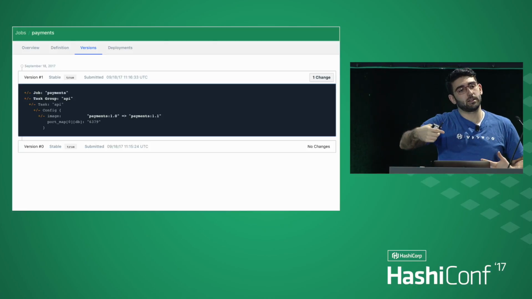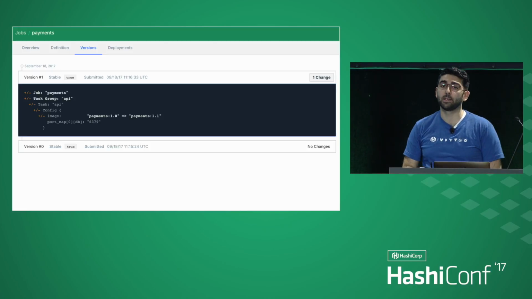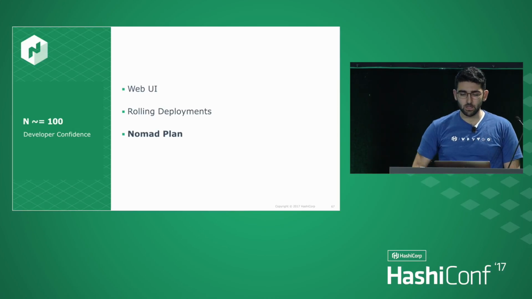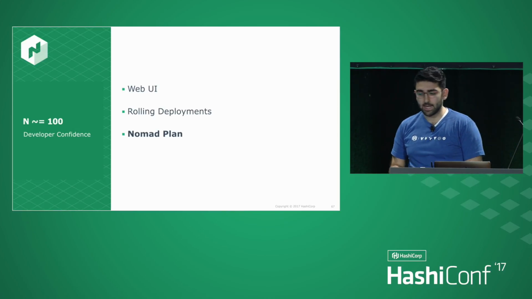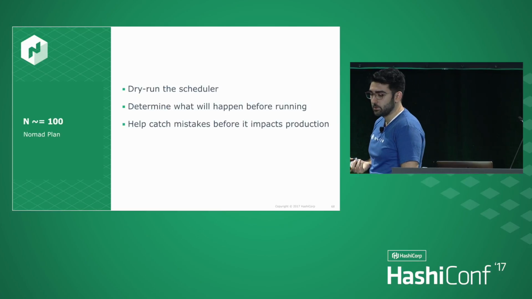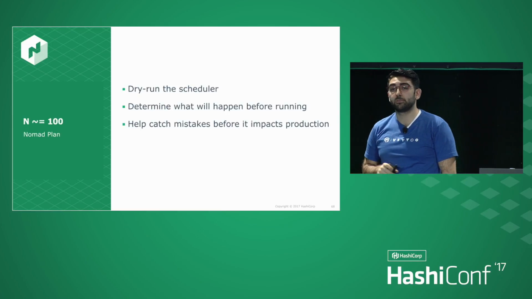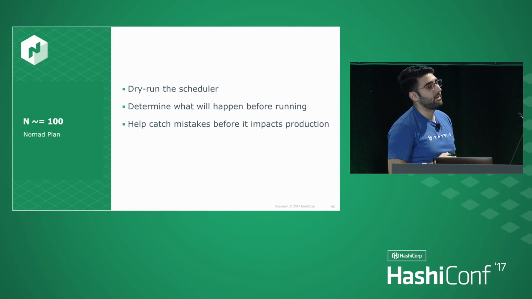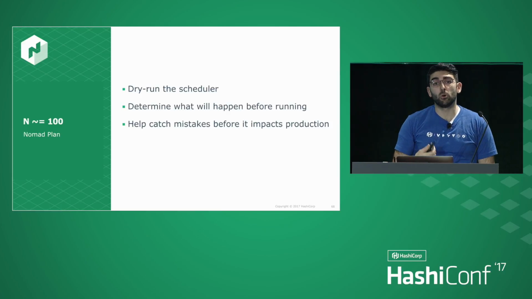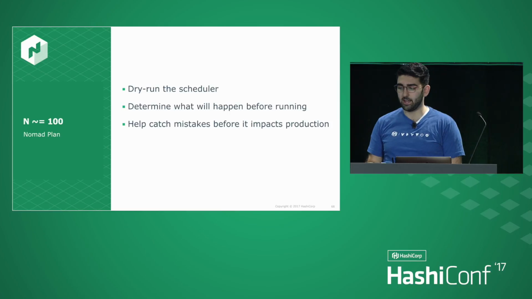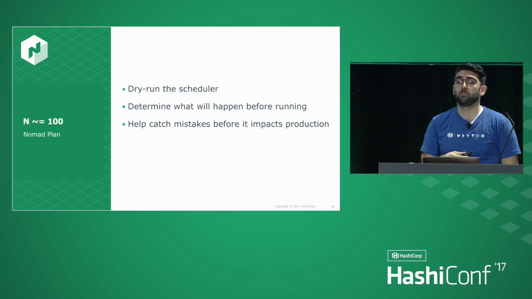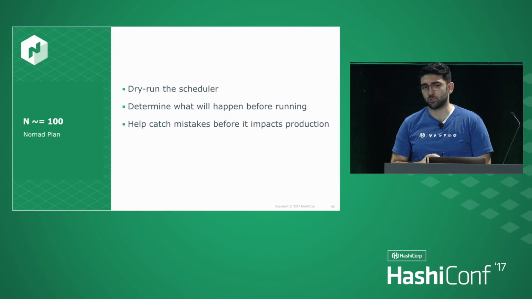So it can automatically revert you back to the healthy one in the case that you've done a bad rolling deploy. So that's deployments. Next is Nomad Plan. Nomad Plan allows job operators to do a dry run of the scheduler. So if you have a change and you want to know what the scheduler would do if you ran it, you can do Nomad Plan. So this helps you catch mistakes before they would actually impact production.